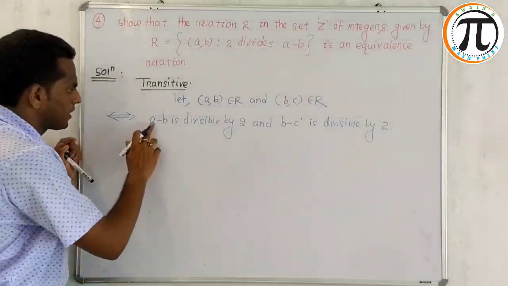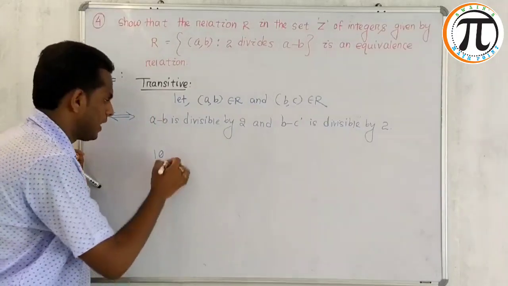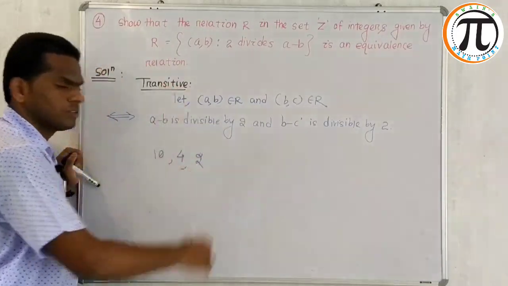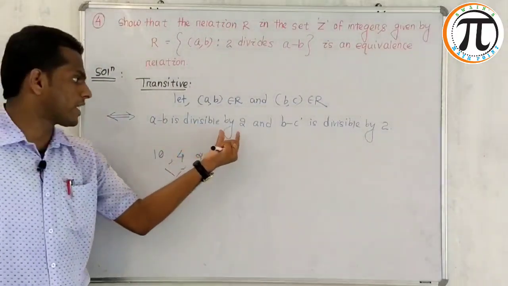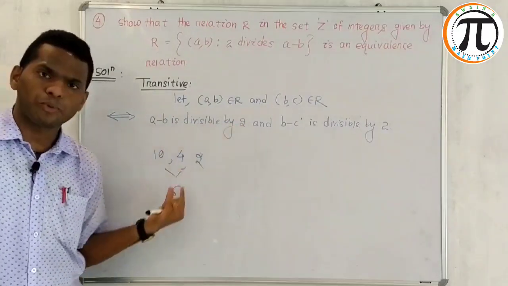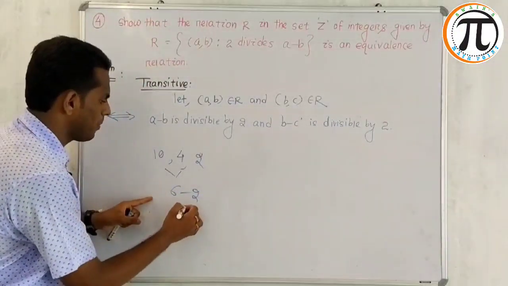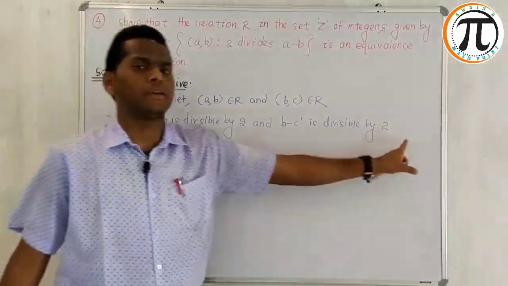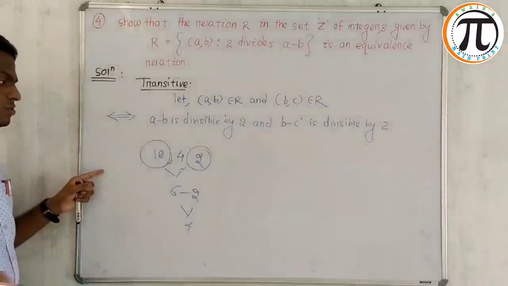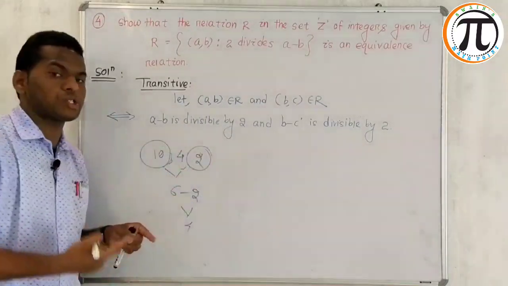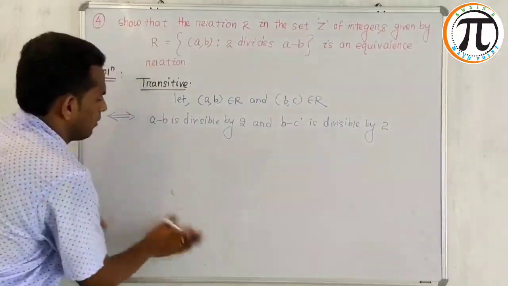Suppose I am taking example for better understanding. Suppose A is 10, B is 4, C is 2. Okay. So देखो A minus B, 10 minus 4 coming 6. 6 divide हो रहा है कि नहीं हो रहा है? 6 is divisible by 2, no problem. Coming to C, I am taking 2. 6 minus 2 coming 4. 4 is divisible by 2 or not? But you have to prove that (A, C). A मतलब this. C मतलब this. So (A, C) मतलब 10 minus 2. 10 minus 2 is 8. 8 is divisible by 2 or not? Clear?